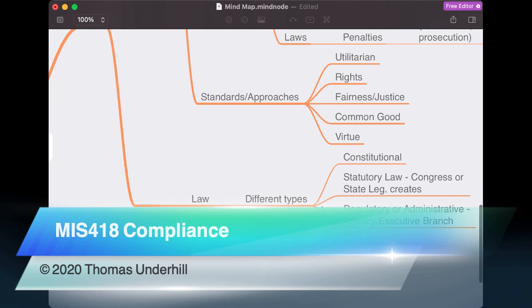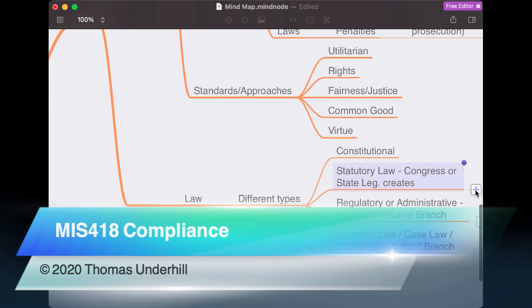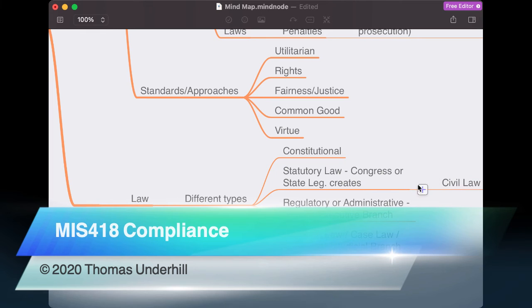And then we have common law, also known as case law or precedent. This originates from the judicial branch, so judges come up with this type of law. Common law can alter regulatory or administrative law, statutory law, or potentially even the Constitution. Now, within statutory law, there are other categories as well. You have civil law, and then you have criminal law.